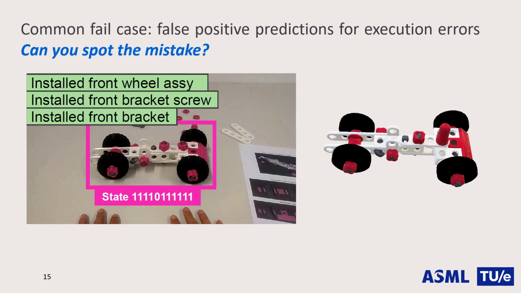Here we see a common fail case for the baseline, a false positive prediction on an execution error. Can you spot the mistake? Good job if you did. We can see that the user used the wrong nut on the front of the vehicle.